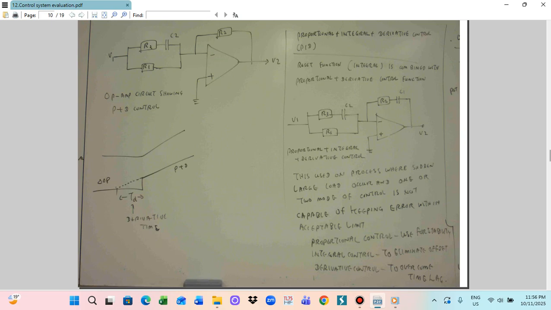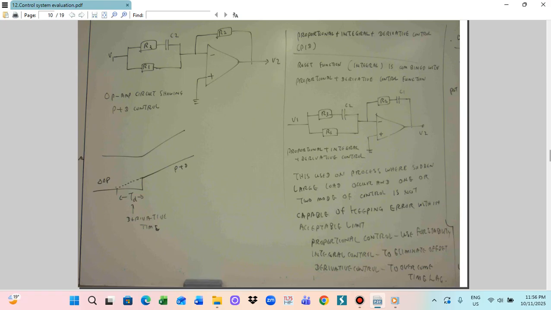To eliminate the offset, meaning to go back to the normal system, we have to utilize the integrated control. And to provide the appropriate proportional control function, we have to utilize the proportional control. So those control functions are utilized in the electric industrial system, to provide the proportional action, to eliminate the offset, and to overcome the delay. Now I give you the typical control diagrams.